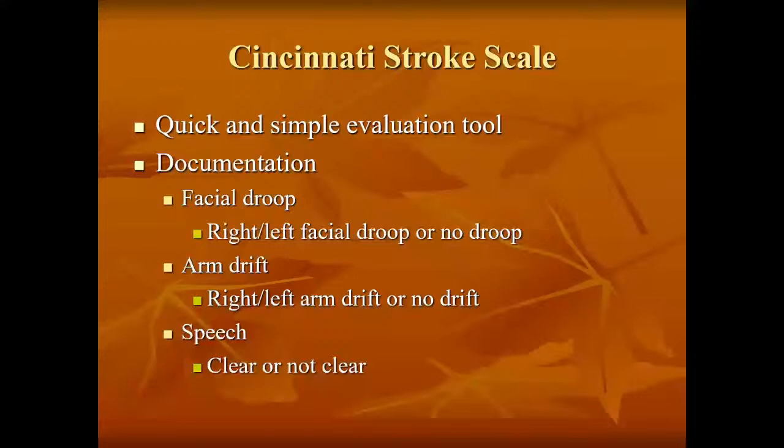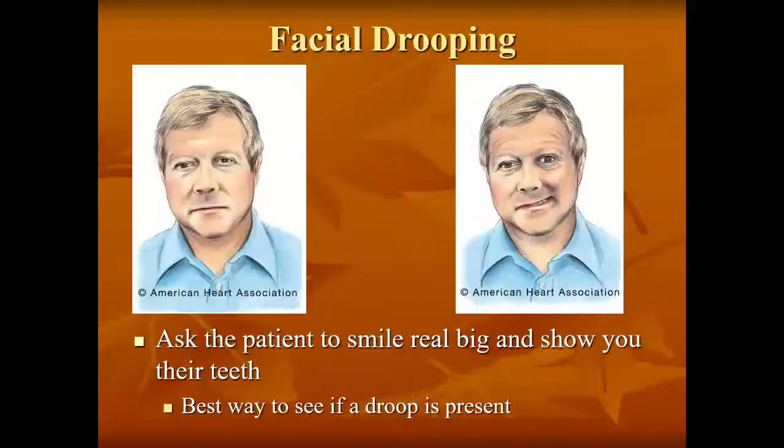But a lot of times this will change. Three providers go in the room, you get 3 different scores. It's not all that helpful to me. I like this. It's quick and dirty, right? It's simple. You can do it anywhere. It's pretty reproducible between providers. So I mean, facial droop, arm drift, speech. Those are all very obvious things that you can look at to see if this patient has stroke-like symptoms.